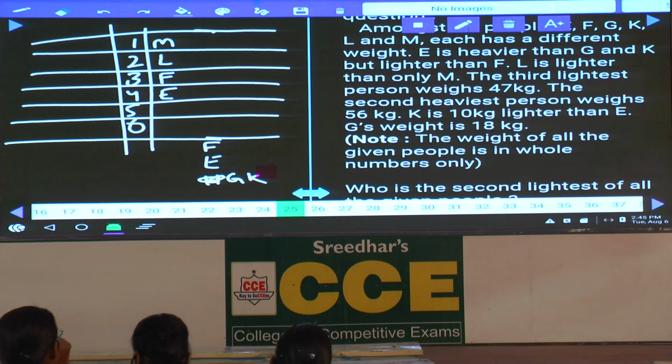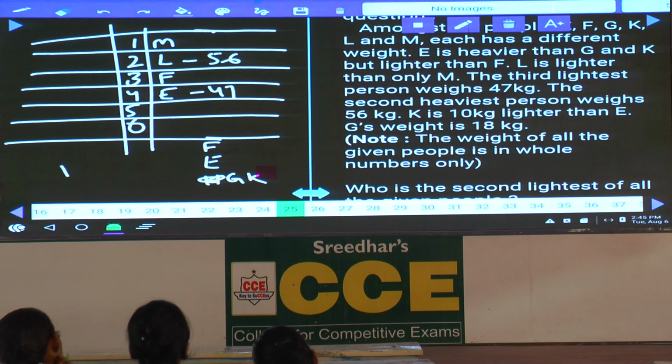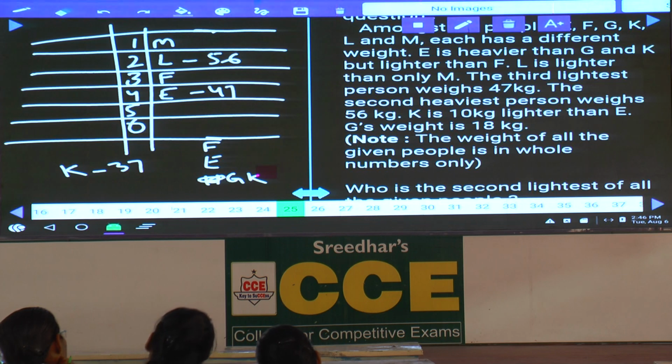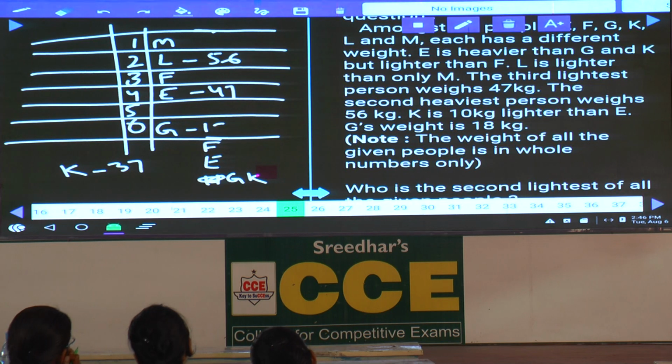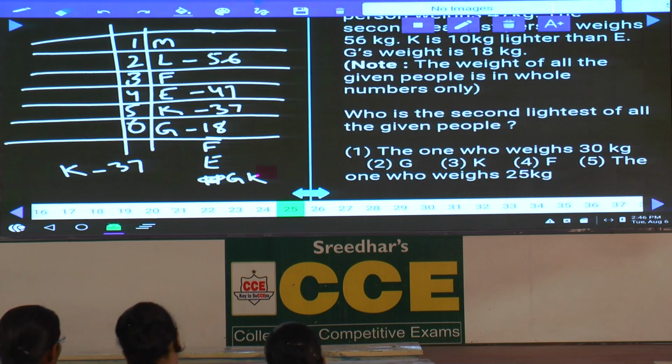Then the next one, the third lightest person weighs 47, E is 47. And the second heaviest person is 56. Now L is 56. And K is 10 kgs lighter than E, so K is 37. And G's weight is 18. Hence G must be the least weight, 18. And K is 37. Then in this one, who is the second lightest of all the given people? The second lightest is K, that is choice 3.